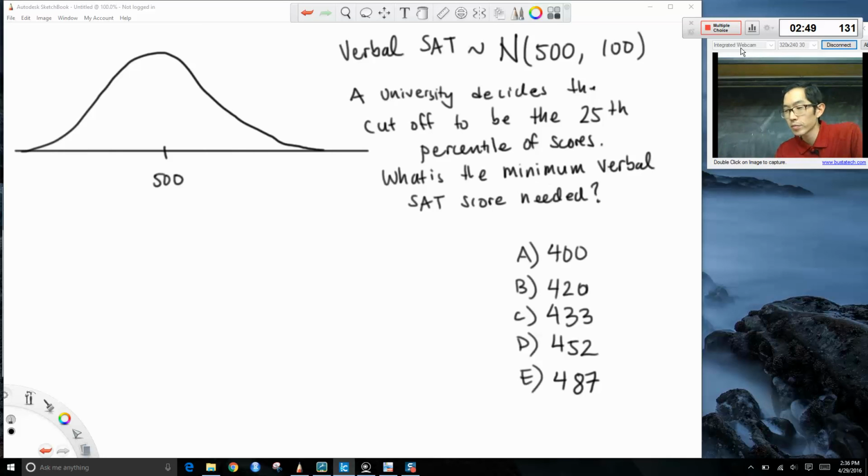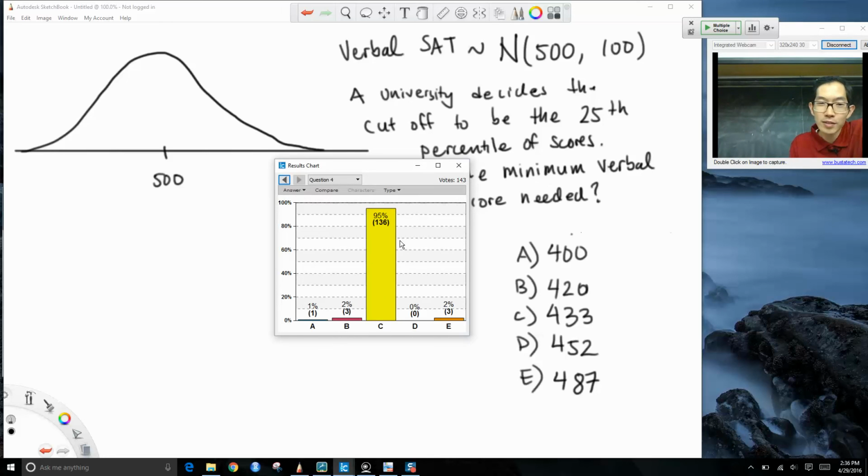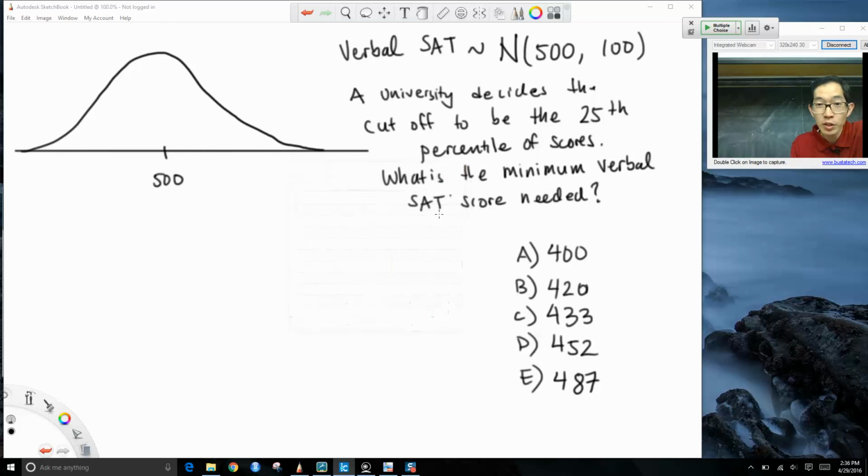Okay, are we ready? Looks like almost all you guys got this. All right, and that is correct. So we want the 25th percentile. Okay, so we want this shaded area to be 0.25. Simple enough.